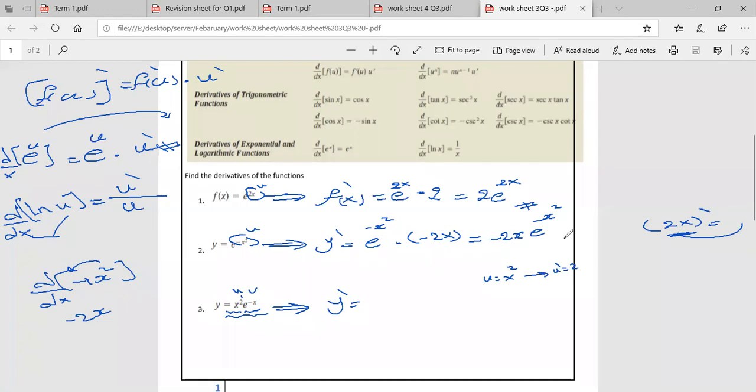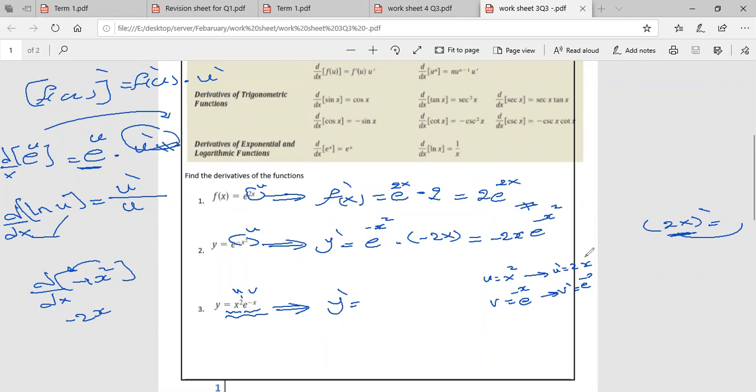Okay, it will be what? And v will be e to power negative x. u prime is 2x. v equals what? e to power negative x. What is its derivative? The same as it is. But don't forget, I know it is the natural exponential function of u, but you forgot to write this one.